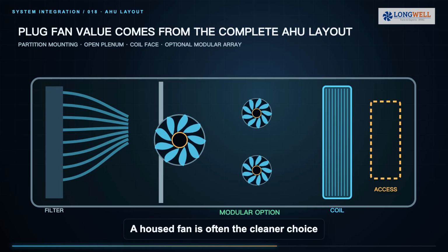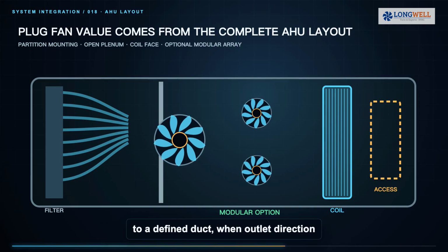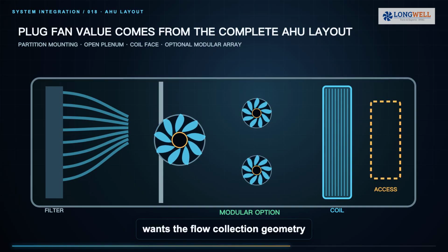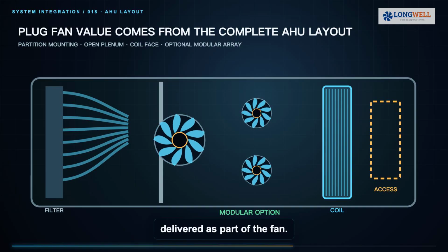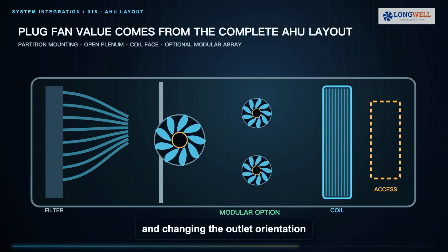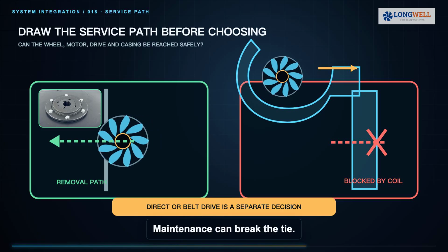A housed fan is often the cleaner choice when the discharge must connect immediately to a defined duct, when outlet direction is fixed, or when the project team wants the flow collection geometry delivered as part of the fan. The casing may require more envelope, and changing the outlet orientation can be less flexible, but the connection boundary is explicit. Maintenance can break the tie.